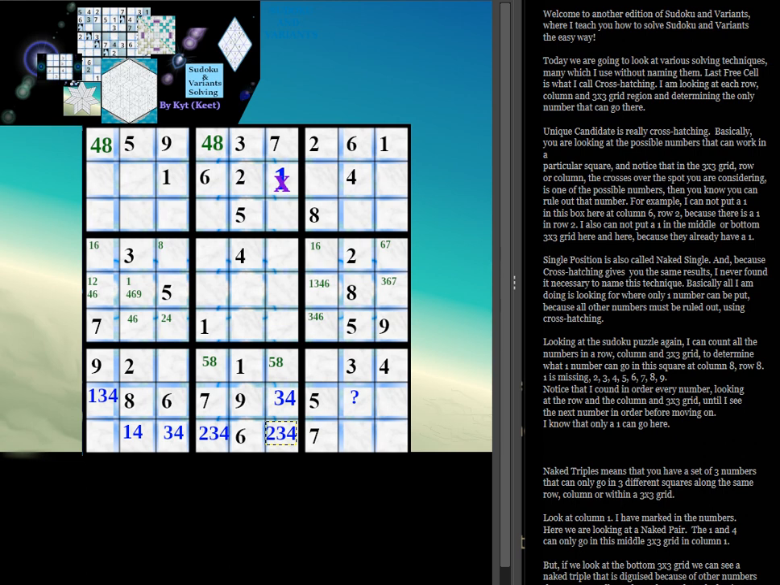Last free cell is what I call cross-hatching. I am looking at each row, column, and 3x3 grid region and determining the only number that can go there.